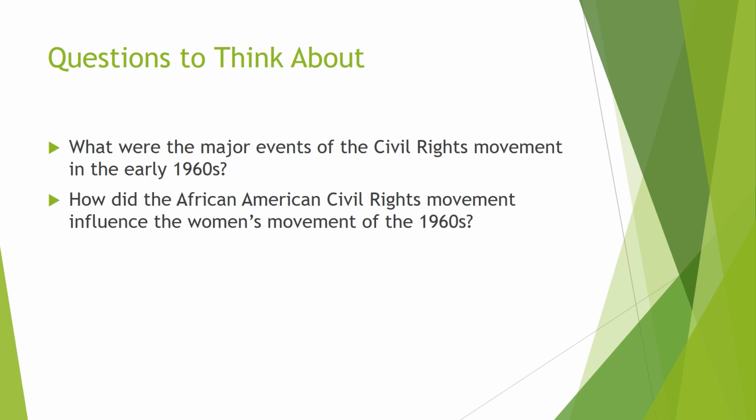So coming back to our questions, think about what were the major events of the civil rights movement in the early 1960s. We have the sit-in movement beginning in Greensboro, North Carolina in 1960. We have the marches in Birmingham, Alabama in 1963. We also have the March on Washington in 1963. And then the Civil Rights Act of 1964 and the Voting Rights Act of 1965 were key milestones within this struggle.